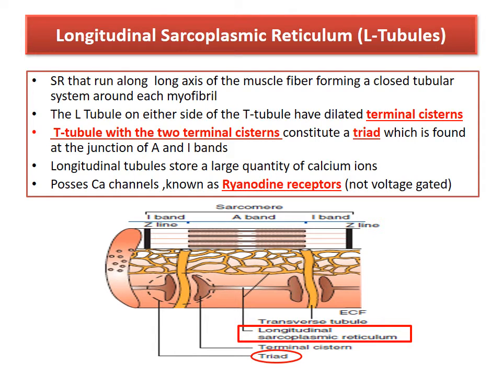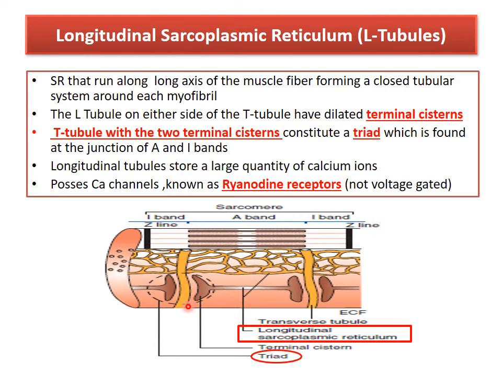The longitudinal sarcoplasmic reticulum or L tubule is the name given to the sarcoplasmic reticulum that runs along the long axis of the muscle fiber. Here you can see this is the longitudinal sarcoplasmic reticulum forming a closed tubular system around each myofibril. Now this L tubule on either side of the T tubule has dilated ends, and these ends are known as terminal cisterns. Here you can see this is the T tubule.